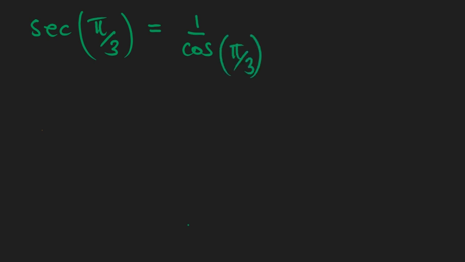So if I have an example like this, if I'm to find sec pi over 3, the value of sec pi over 3, we know sec is equal to 1 over cos. So I can rewrite this as 1 over cos pi over 3. So 1 all over cos pi over 3. And cos pi over 3 is equal to 1 over 2. So this gives me 1 divided by 1 over 2. And this is equal to 2.